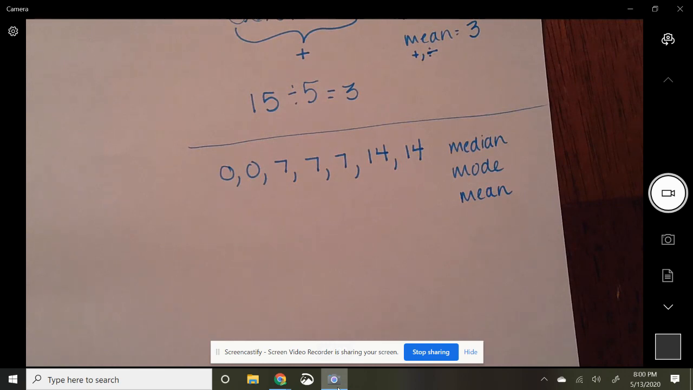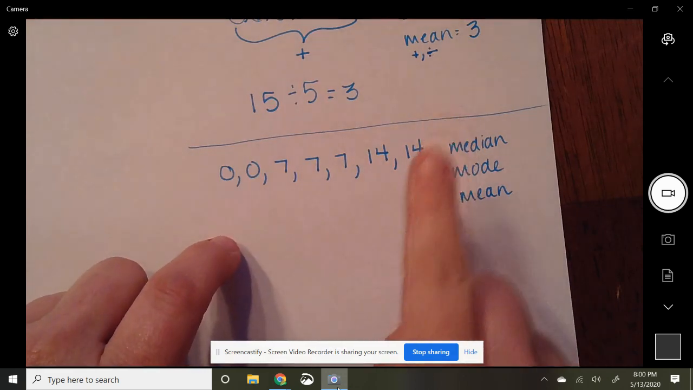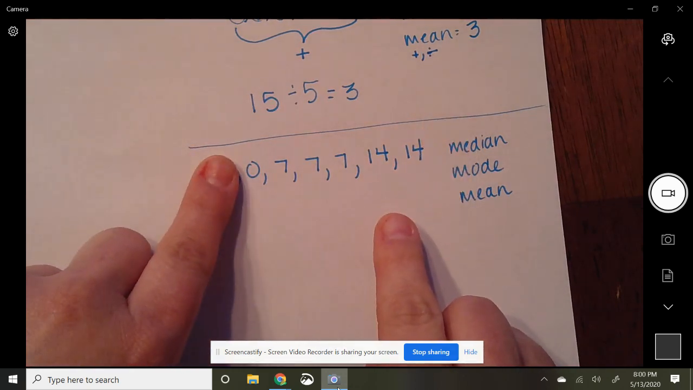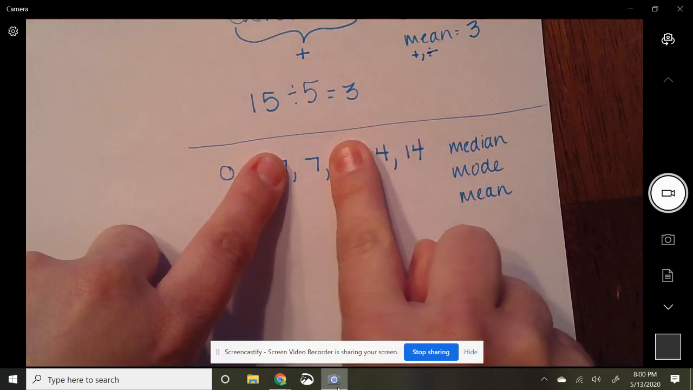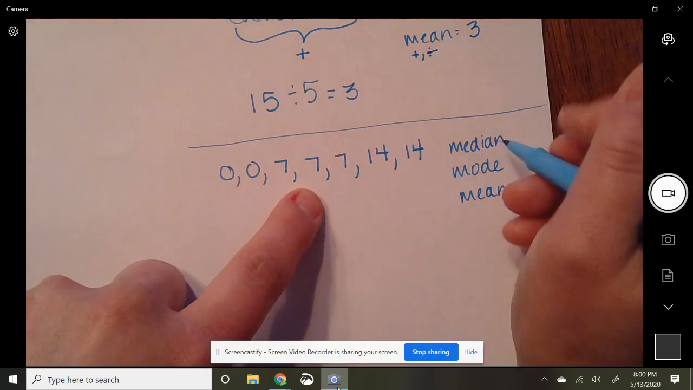Okay, we have median, which means the number in the middle. And usually, if I were at school, I would be singing to you that song, middle, why don't you just meet me in the middle? So that's what we're going to do here. Off the front, off the back, off the front, off the back, off the front, off the back. 7 is left in the middle.